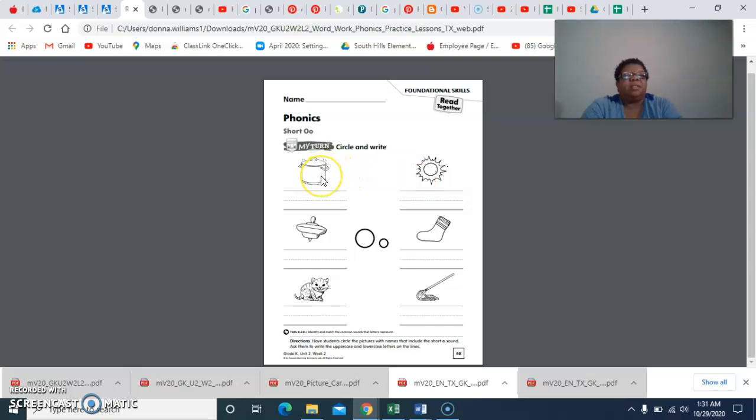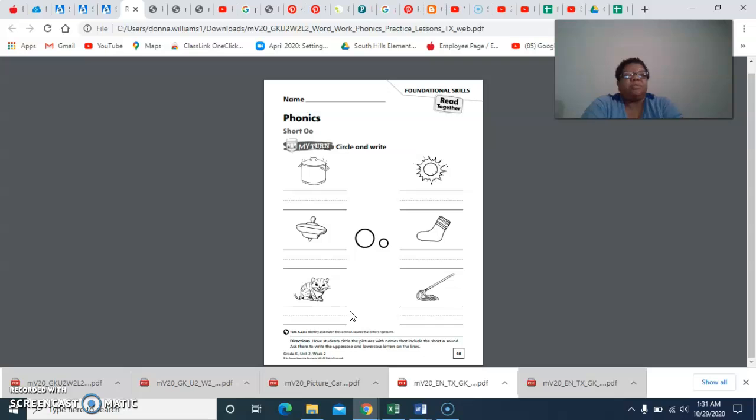Okay, you should have picked the pot. How about top, sock? Okay, both of these have the sound for O. Letter O here, letter O here. Cat, mop. You should have picked mop as the ah sound. So we have letter O.